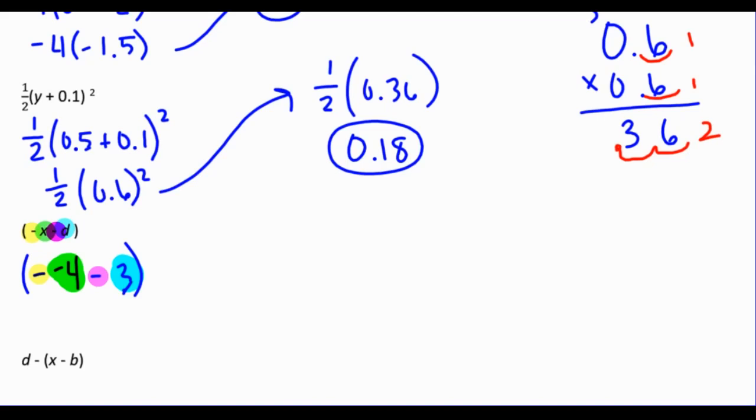Okay, so if you guys remember from our integers unit, whenever you see a minus a negative right here, you can just change that to a plus. So this is a +4 minus 3, and 4 minus 3 equals 1. So that evaluates to 1.